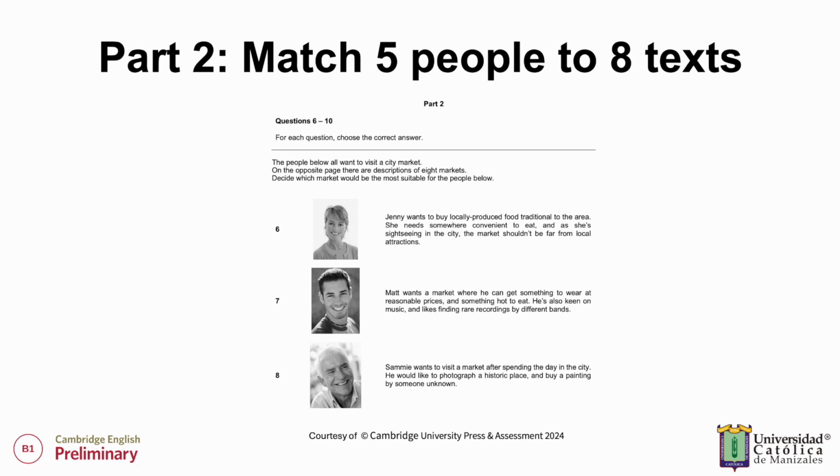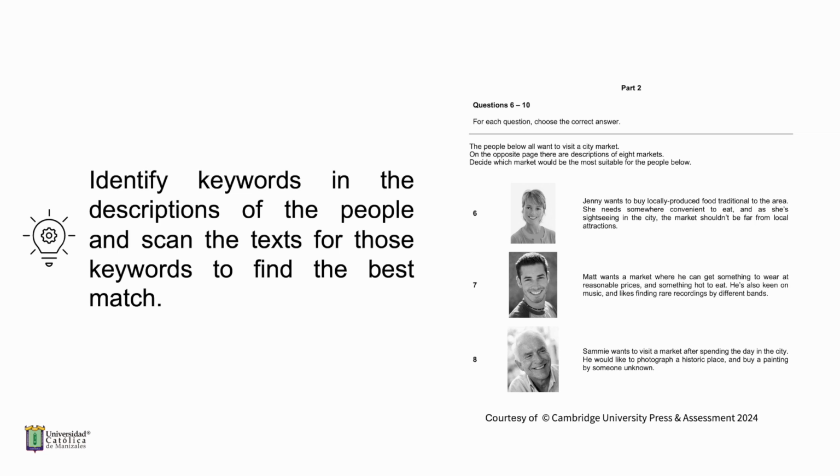Part 2. Match 5 people to 8 texts. In this part, you'll match people to texts based on their preferences, interests, or opinions. Something you can do is to identify keywords in the descriptions of the people and scan the texts for those keywords to find the best match.